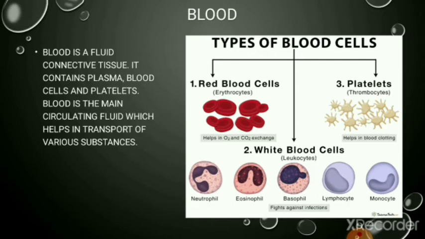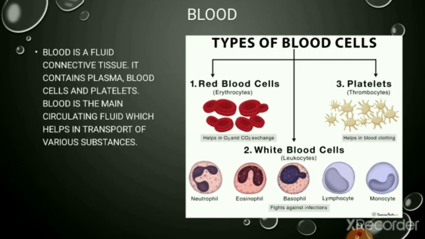There are different kinds of white blood cells found in the blood or in the body, that is neutrophils, eosinophils, basophils, lymphocytes and monocytes. These are the kinds of WBCs. On the basis of the nature of the cytoplasm, these WBCs can be classified into two categories: granulocytes and agranulocytes.